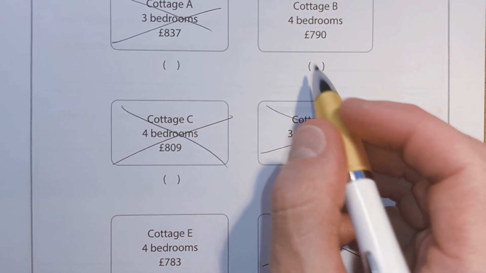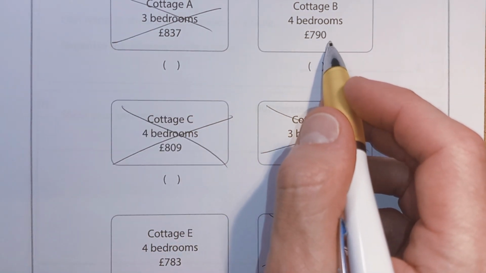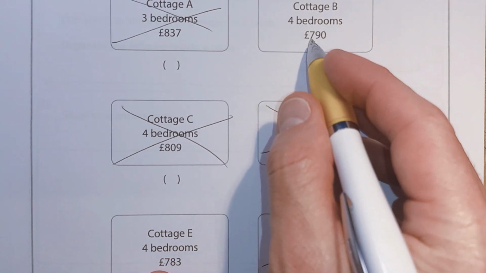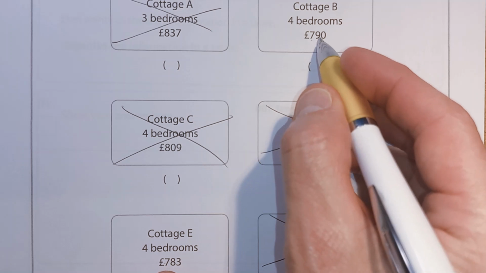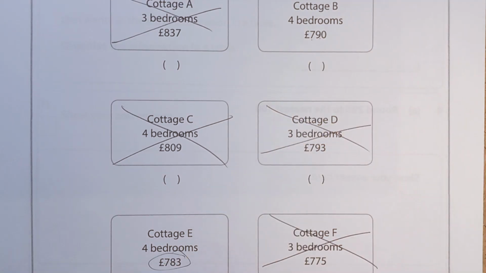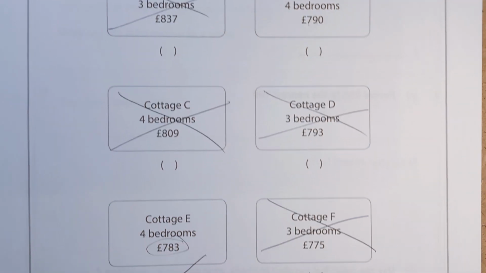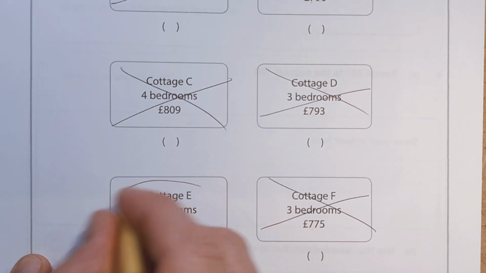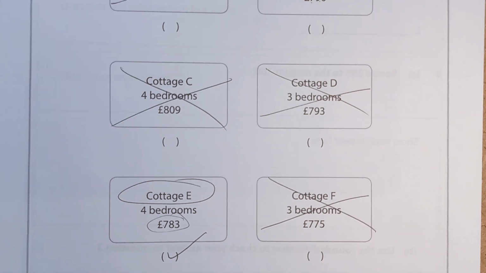So which one is less? 790 or 783? Well, we've got the same number of hundreds. We've got fewer tens here, so it's going to be £783. Or if we want the actual cottage name, it's going to be cottage E.